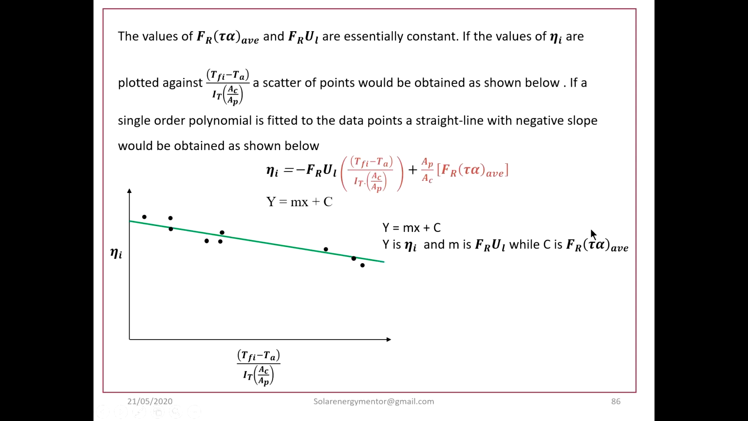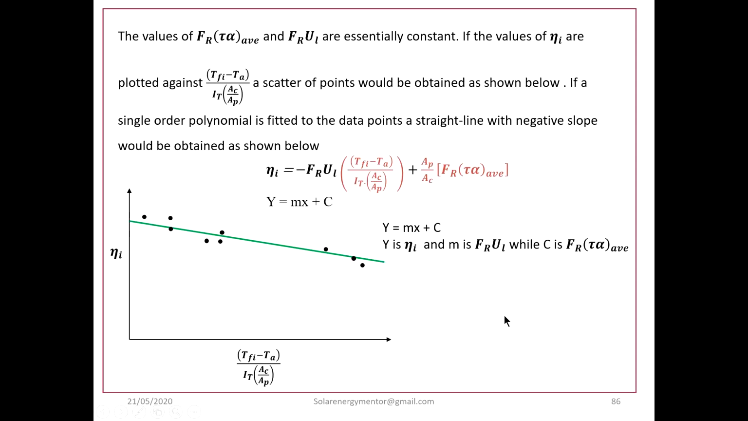Now this is called the stagnation efficiency of the collector. This is the y-axis, and it is the y-intercept. At this point there is no TFI and no TA; all are 0, TFI minus TA and all. So if the collector fluid is not circulated, then what would be the maximum efficiency? This is sometimes called the stagnation efficiency.